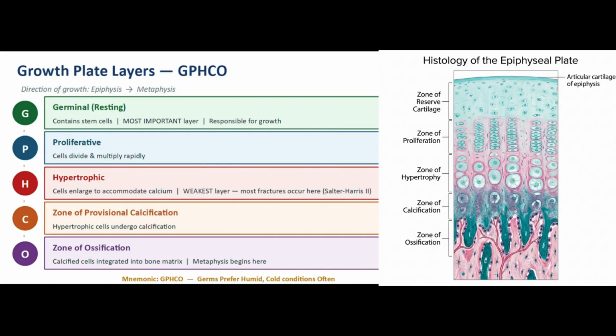When we look at the layers of the growth plate, the first layer is the germinal layer, which contains stem cells, and is the most important layer. As we come near the metaphysis from the epiphysis, after the germinal layer comes the proliferative, hypertrophic, zone of calcification, and the zone of ossification.